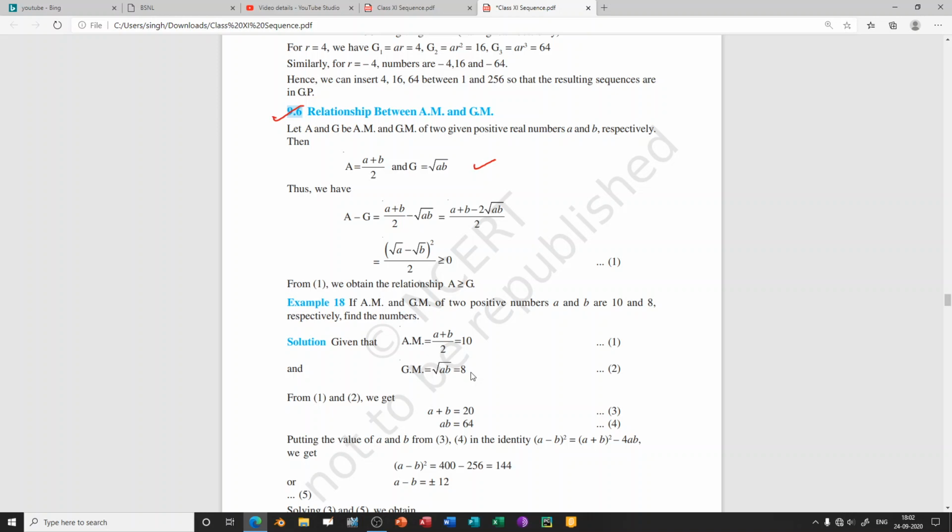Let us find A minus G. What is A minus G? That is (a plus b) by 2 minus square root of ab, and this can be simplified as (a plus b minus 2 root ab) over 2, and we can rewrite it as (square root of a minus square root of b) whole square divided by 2. We know that the square of any real number can never be negative, so this will be always either positive or at the least it can be 0. So we can say that A minus G is always greater than or equal to 0. Simplifying this, we get that A is always greater than or equal to G. That is, the arithmetic mean is always greater than or equal to the geometric mean.